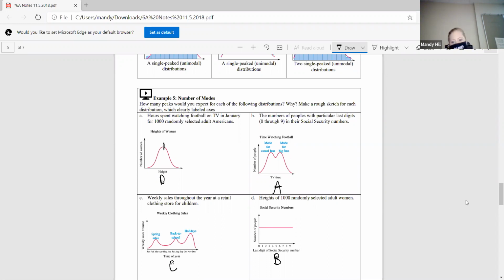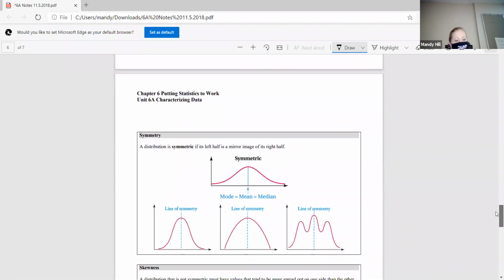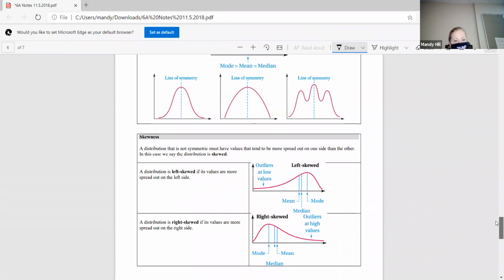Okay. Y'all good? Okay. We talk about being symmetric. The distribution is symmetric if its left half is a mirror image of its right half. So basically, if you can just divide it in half and it's the same on both sides. So these would all be examples of things that are perfectly symmetric. The left side matches the right side.